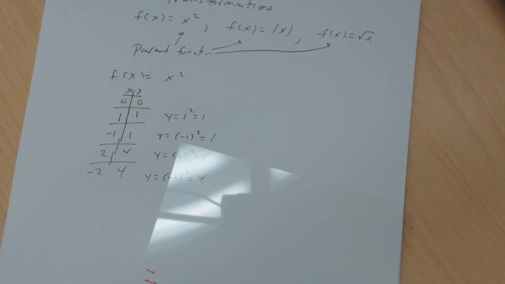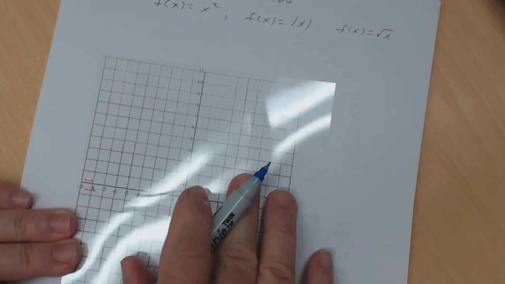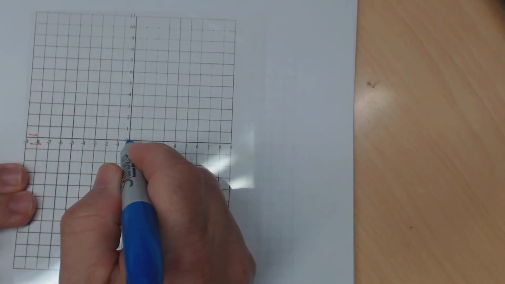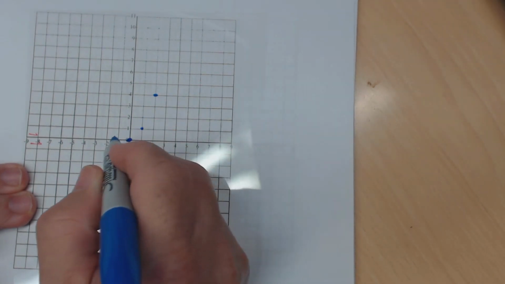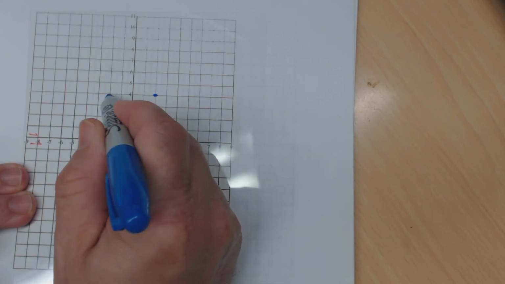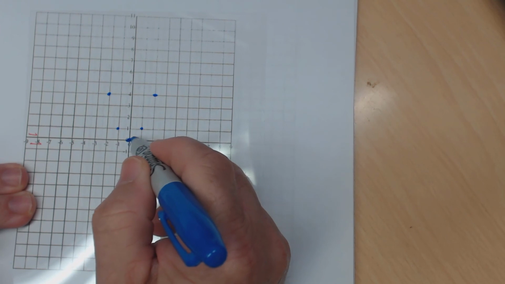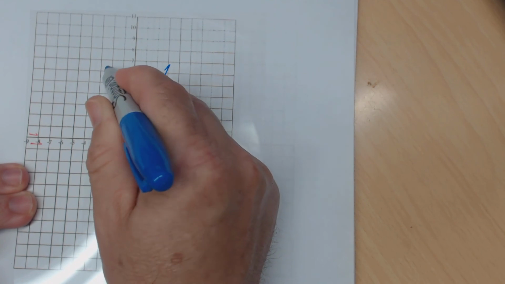So this would be the parent function that you would draw each time. And you're going to see what I mean by drawing each time. So let's go ahead and use blue. You're going to plot those 5 points, okay? So you get 0, 0, and I'm using a transparency here. You get 1, 1, you get 2, 4, you get negative 1, 1, and negative 2, 4. And all you're going to do is just connect those. Remember, that's a parabola, so do the best you can with graphing this parabola. All right, and so that's your parent function.